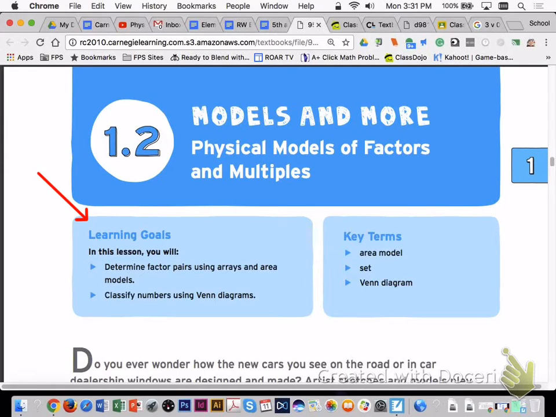Hi class, in lesson 1.2 we will be looking at physical models of factors and multiples. Learning targets for today: we will determine factor pairs using arrays and area models and classify numbers using Venn diagrams. Key terms to look for in lesson 1.2: area model, set, and Venn diagram.